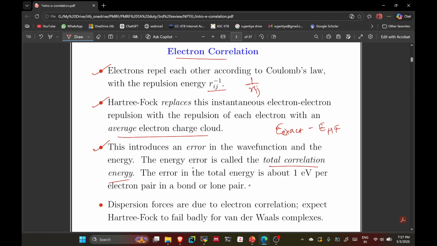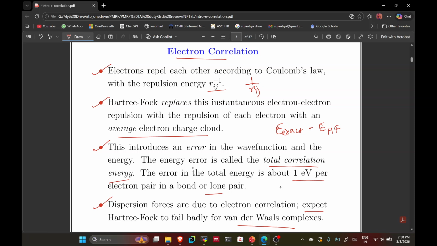So the error in the total energy is about 1 electron volt per electron pair in a bond or lone pair. In terms of chemical application, this is huge. So one has to take care of the electron correlation. Dispersion forces are due to the electron correlation. Expect Hartree-Fock to fail very badly for van der Waals complexes.